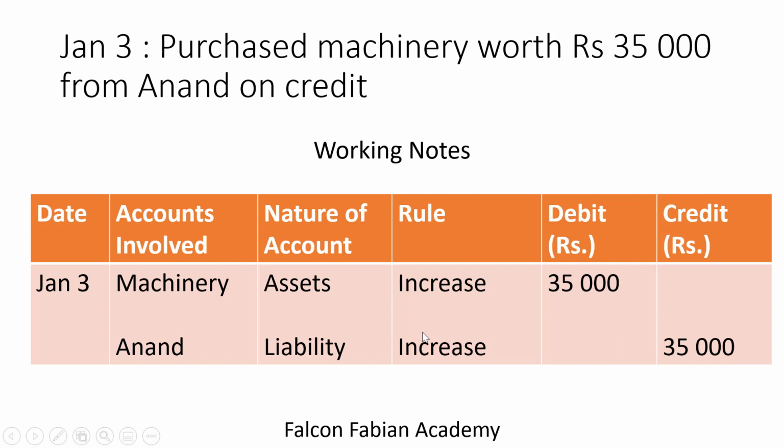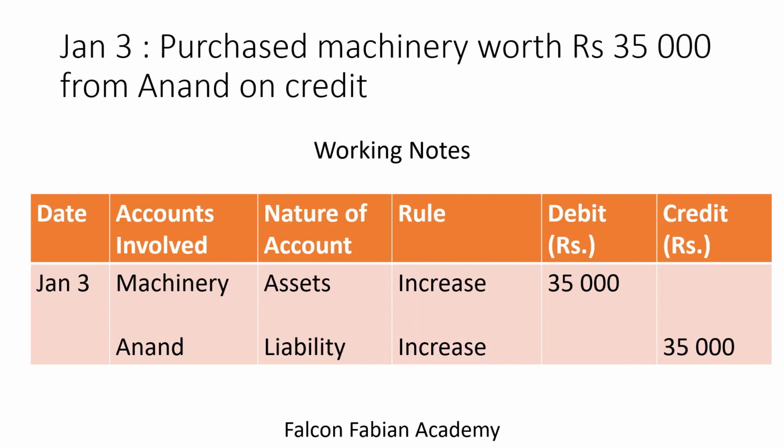So let's do a quick recap of this. So the two accounts involved are machinery and Anand. Machinery is an asset for the business. It is increasing. Therefore, machinery account needs to be debited by 35,000. The second account is of Anand. It's a liability. There is increase in liability because we've bought on credit from Anand. And whenever there is increase in liability, it needs to be credited.